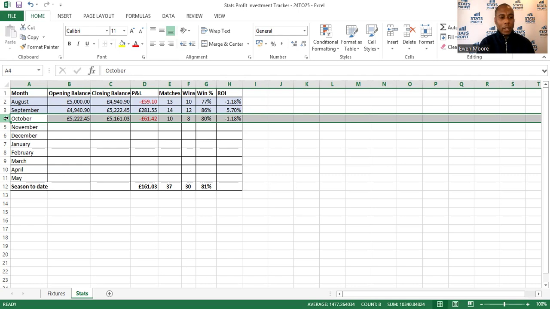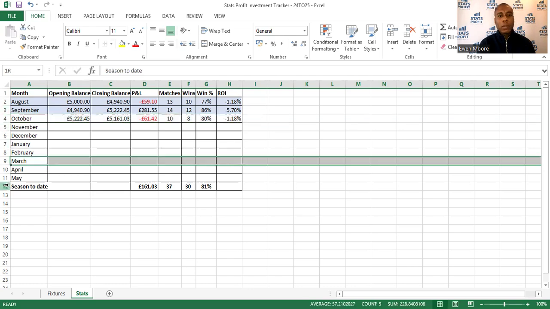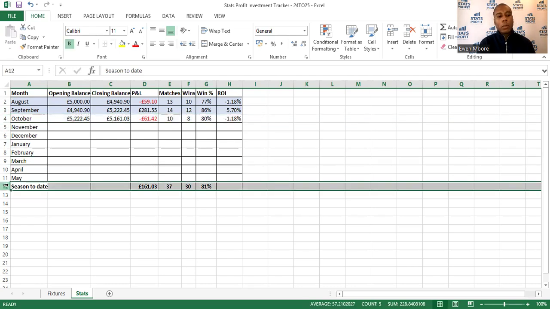What things can I say on this slide? You can see the total column at the end, which gives us season to date. So the total profit for the season is £161.03. It's good to see we are actually in profit going into the month of November. We've had a total of 37 matches now and 30 wins, so the current win rate is 81%, which is pretty decent. I noticed I haven't got an ROI here in terms of season to date, but I do have it in the other slide.